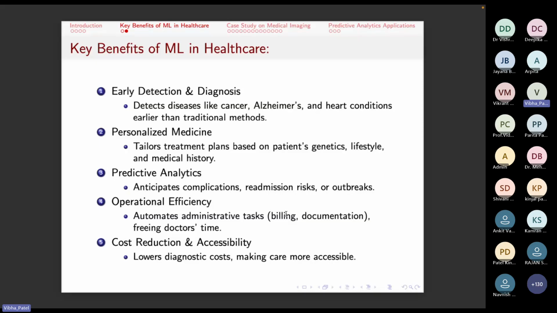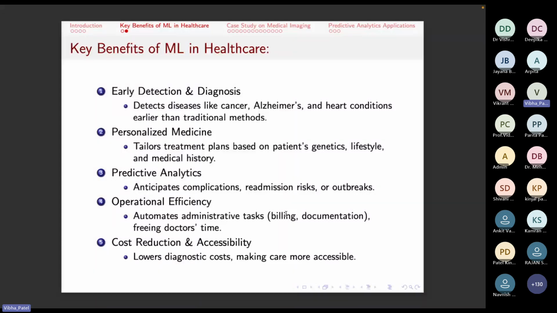No doubt the doctor is the decision maker. But if a doctor gets such a hint through some platform, then that could really have saved the life of the person. Okay, so that is about personalized medicine.